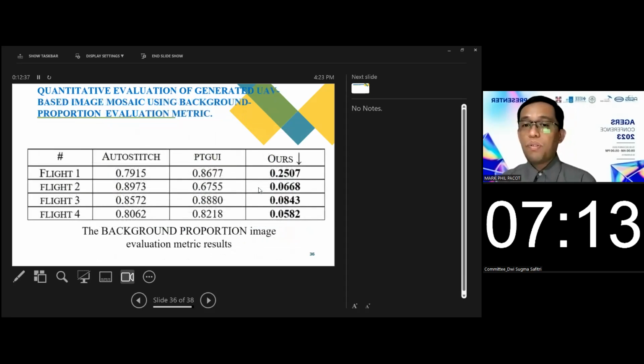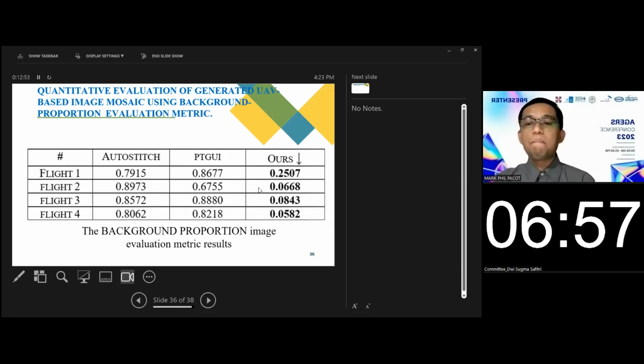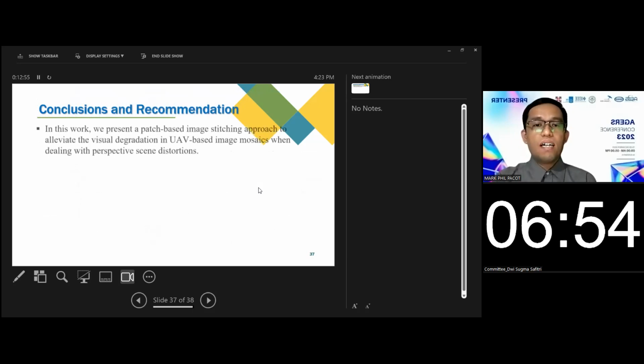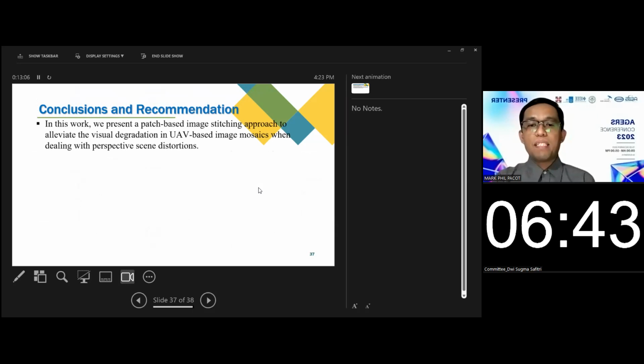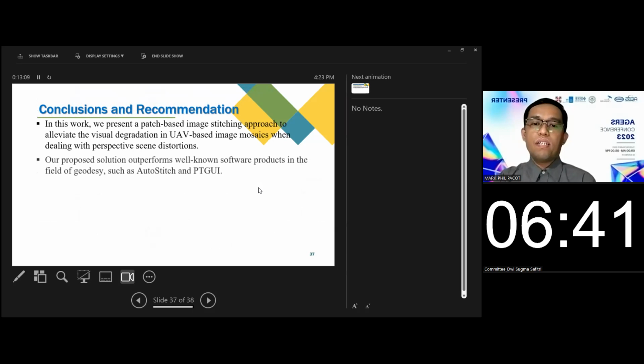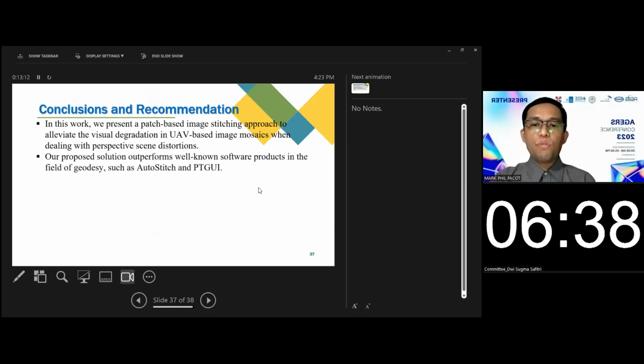However, when we tested using the background proportion evaluation matrix, our solution got the top score, which has the lowest values. It's because it does not contain hollowness in the final generated image mosaic. So, the conclusion: in this work, we present a patch-based image stitching approach that alleviates the visual degradation in UAV-based image mosaic when dealing with perspective scene distortion or natural scene distortion. Our proposed solution outperforms well-known software like AutoStitch and PTGUI.